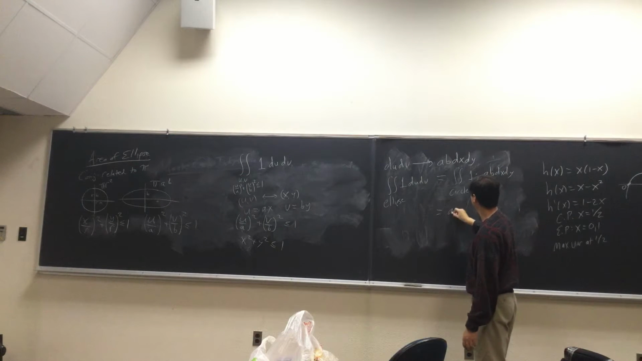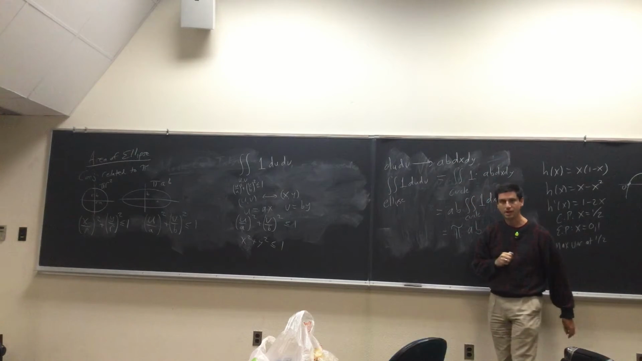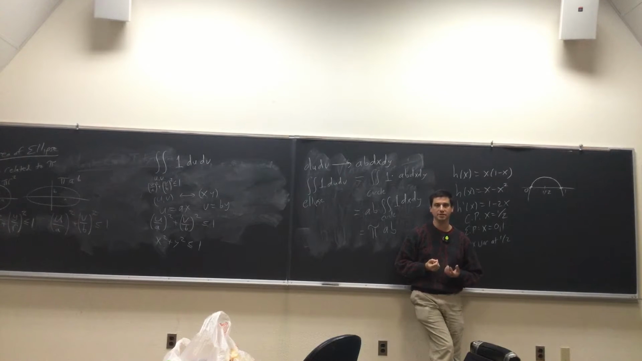So this would then become ab times the integral over the circle of 1 dx dy, and that's just pi. You get pi ab. And that's why in the case we looked at, the answer was going to be pi over 2, because a was 1 and b was 1/2.